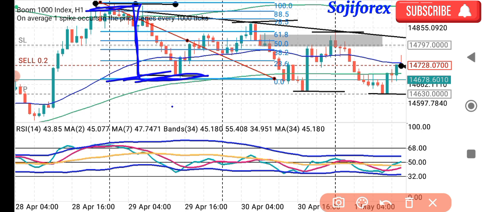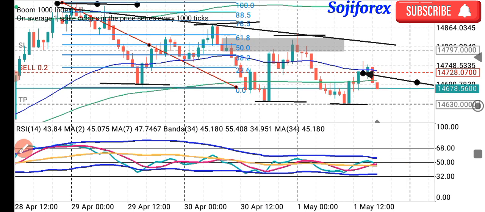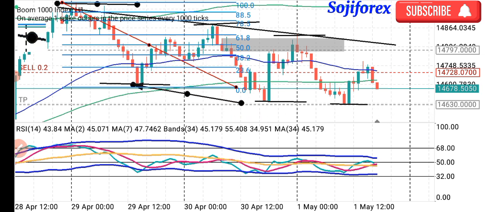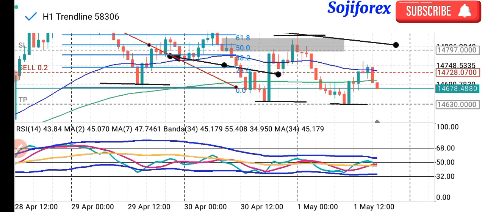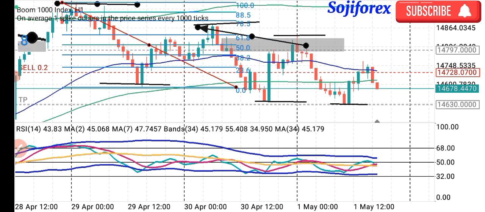Having done that, I will now want to see price pull back from here to give me a reversal. I will begin to look for an entry only if price begins to give me a signal from the 50% level of the Fibonacci for me to sell, because this is a sell market.